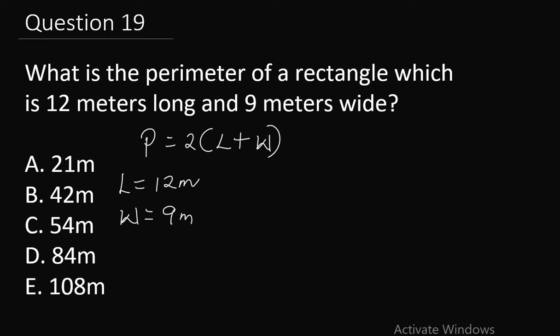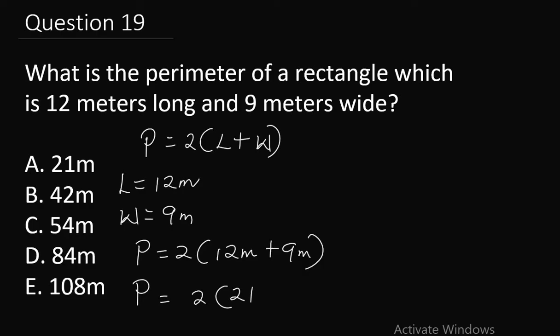9 meters. So the perimeter will be equal to 2 bracket the length 12 meters plus the wide, which is 9 meters. So perimeter is equal to 2 bracket 12 plus 9 is 21. We have 21 meters. 2 times 21 is 42 meters. The right option among the options we have is option B, which is 42 meters.